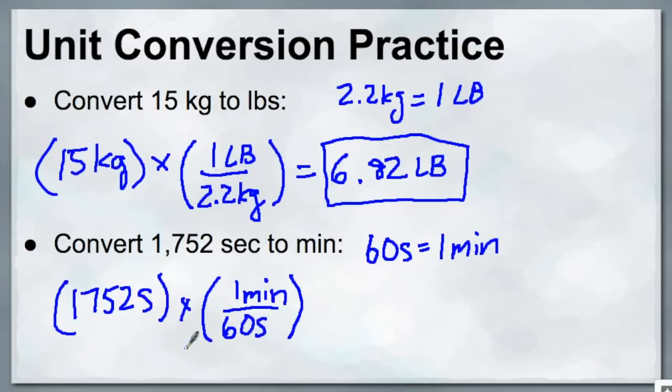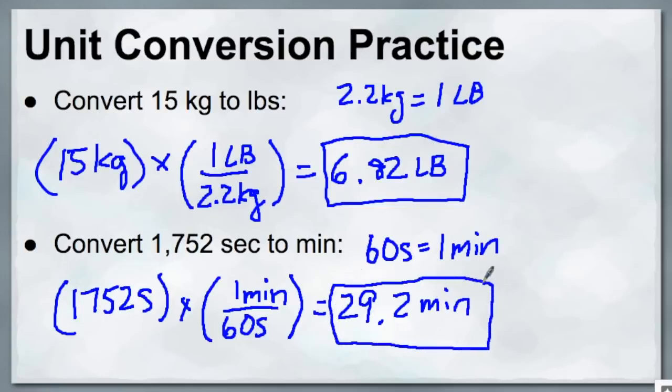So when I do this, I go 1,752 and multiply that by 1 over 60, and I end up getting 29.2 minutes. And that's how I convert all of my stuff. It's not really difficult math, but you do need to know which one I'm trying to solve for. That's the reason why I'm always going to use the units.